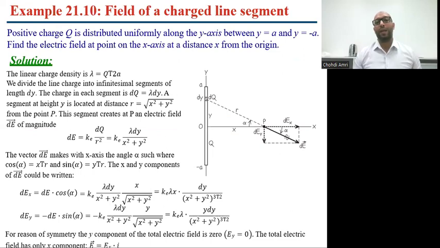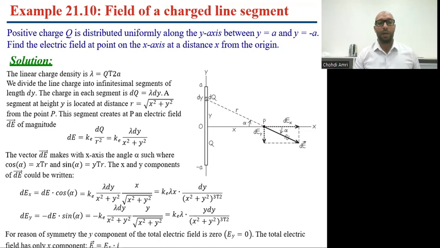Now we will discuss another case. A positive charge Q is distributed uniformly along the y-axis. So our rod is now located along the y-axis, and the charge dq can vary along the y-axis between A and minus A. It's very easy. Find the electric field at a point on the x-axis at a distance x from the origin.